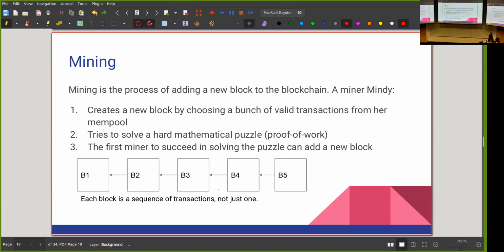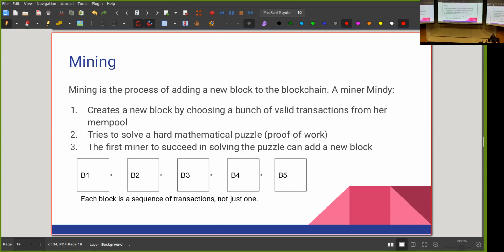Well, this is a process called mining, and maybe another keyword that you've heard about Bitcoin. So mining is the process of adding a new block. Let's say I have 4 blocks here, and I want to add a 5th block. What should I do so that the rest of the network agrees to add my block to their copies of the blockchain?